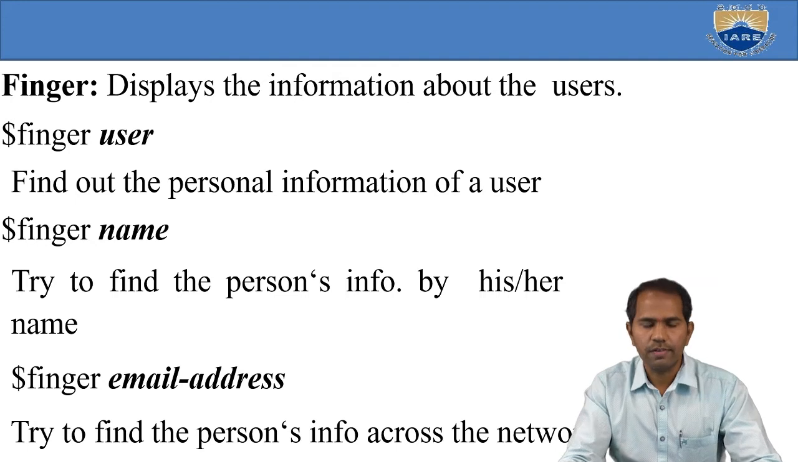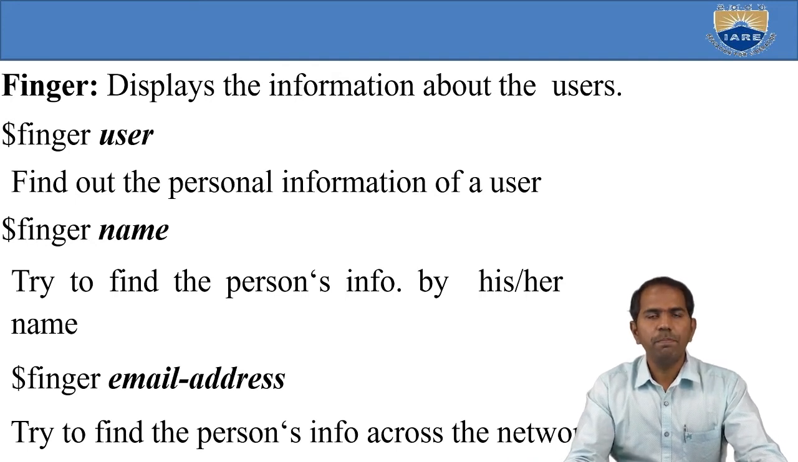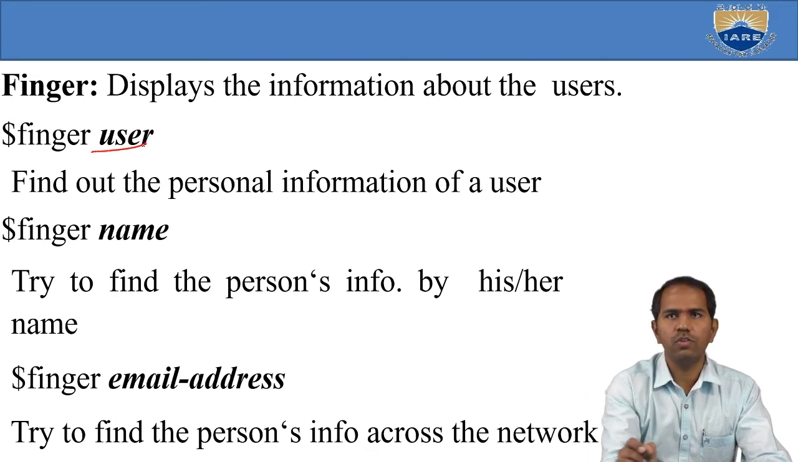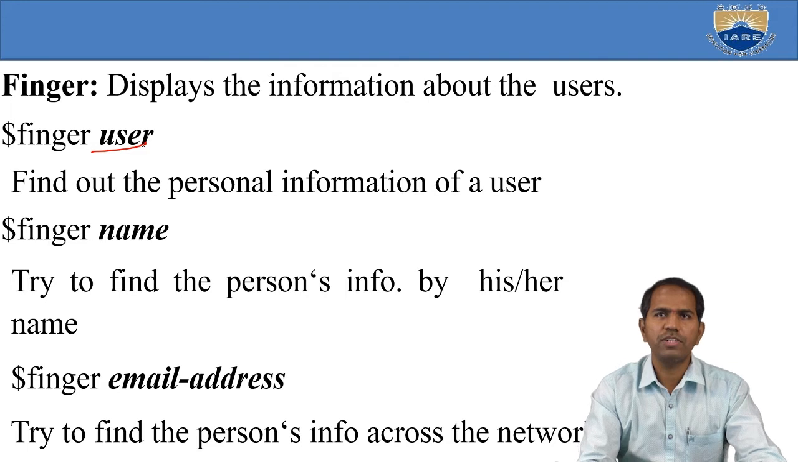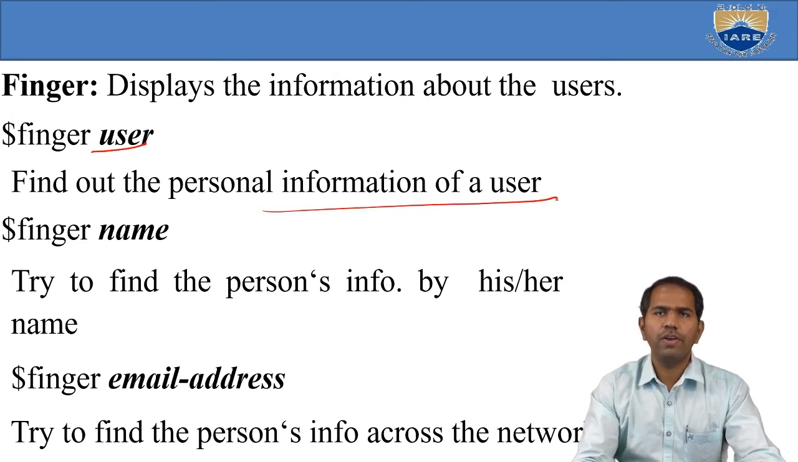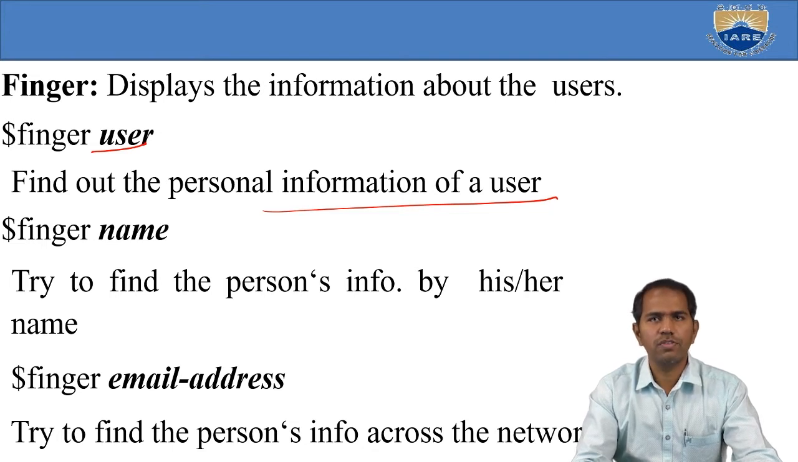Next command is finger. It displays information about the users. Just use the finger command. Finger user finds out the personal information of a user. I want to know the personal information of a user. Finger is a command, then give a space, and after that write the specific username. Then it finds out the personal information of the user.